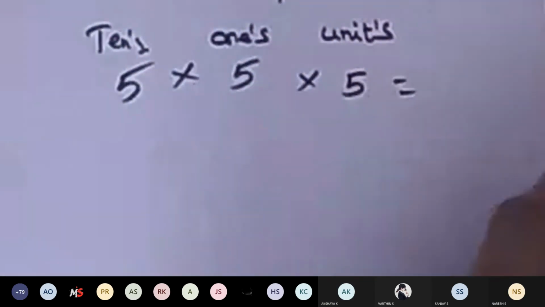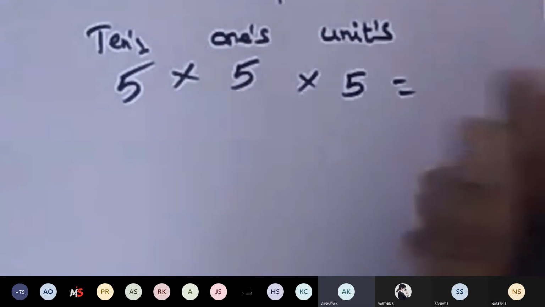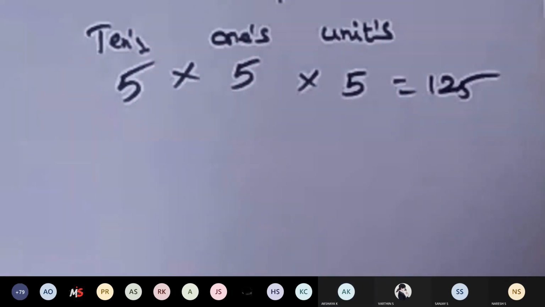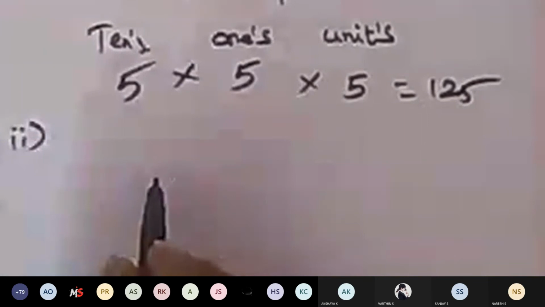What about in tens place A? What are the numbers? 1, 2, 3, 4, 5 numbers, sir. And now tell me how many ways I can count? 125. Yeah, 3-digit. 125. That's it. So the total number of possible 3-digit numbers is 125 with repetition. Now we'll see without repetition.